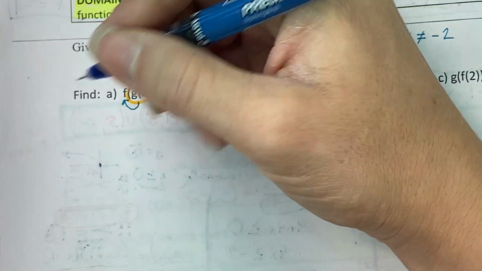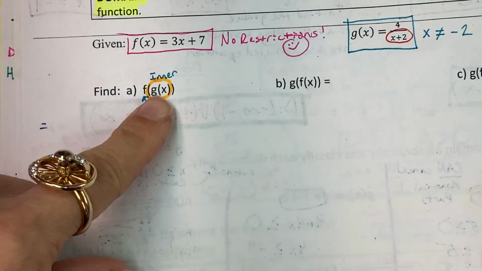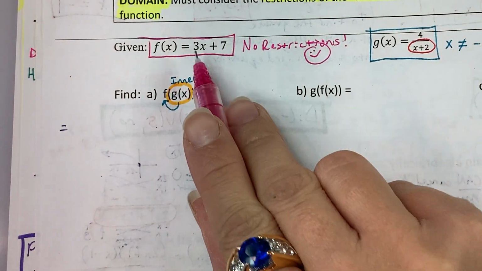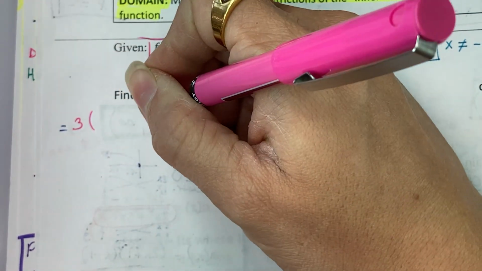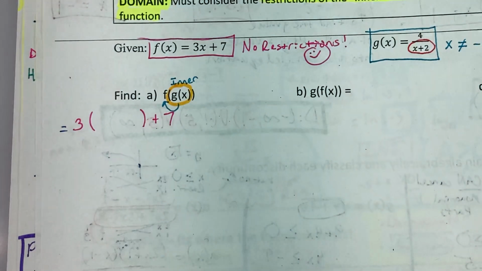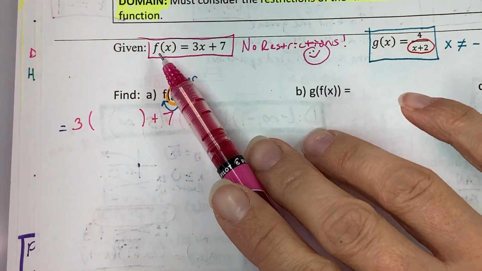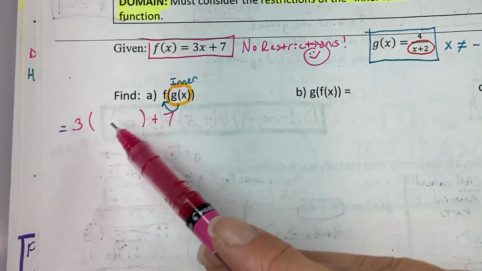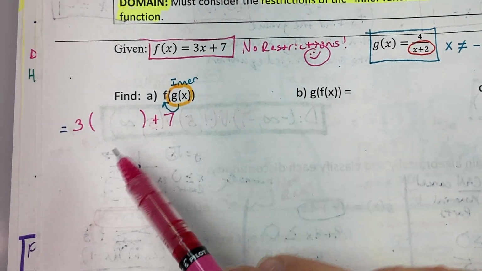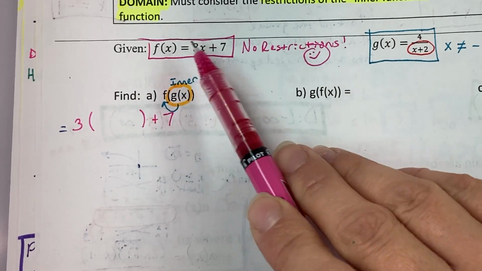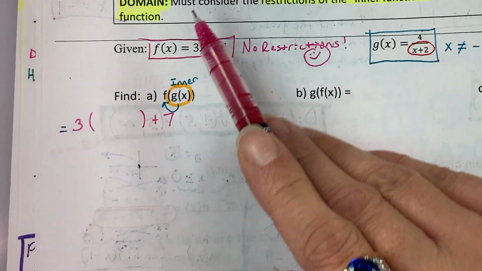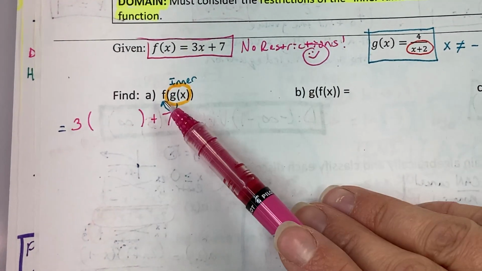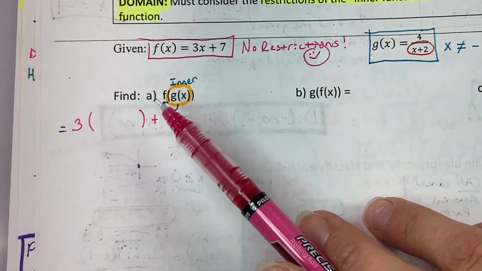How I like to do these problems is I like to start with the shell of the f function. So my f function is 3 times an input plus 7. So just generically speaking, f of something is 3 times something plus 7, or f of an input is 3 times that input plus 7. So if I wanted to find f of 4, we would plug 4 in for x and put 4 in that parentheses. F of -2, plug -2 in for that input. But I want to find f of g of x, not f of 2 or f of -3.